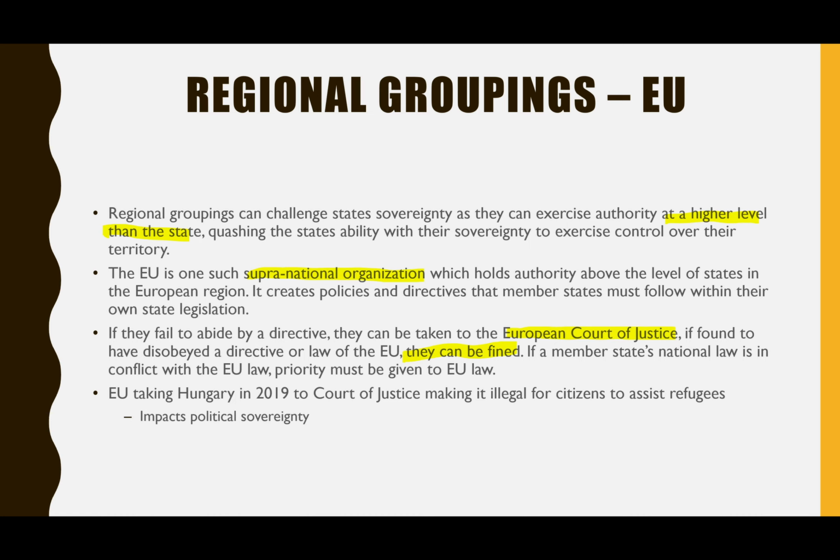So, therefore, this shows that the EU, as a regional grouping, is challenging the political sovereignty of Hungary. Hungary aren't able to make political decisions about refugees that will contradict the laws of the EU. However, we need to remember that states can choose to join these groupings and can also choose to leave them. So if they don't like what is being agreed to in the EU, they can leave. And we did see this in the UK when they decided to leave the EU. So it's up to states whether or not they actually want their sovereignty to be infringed.